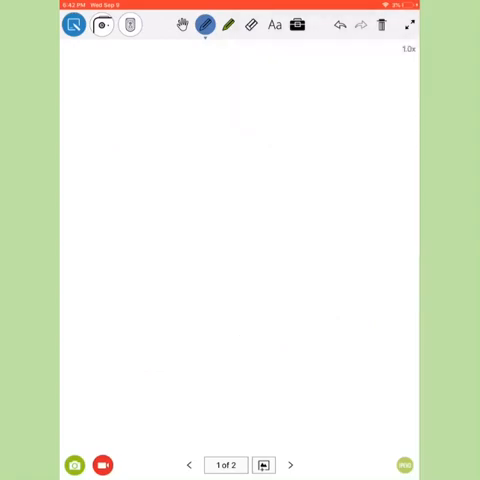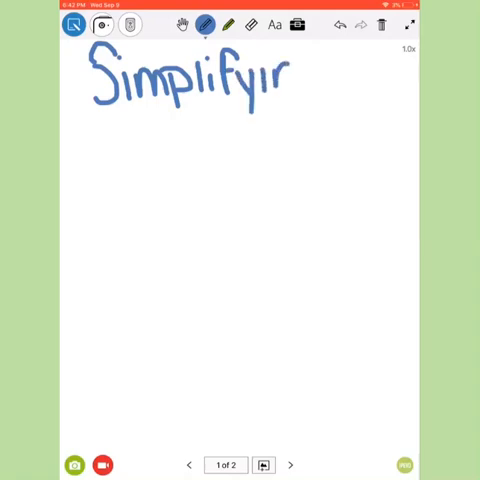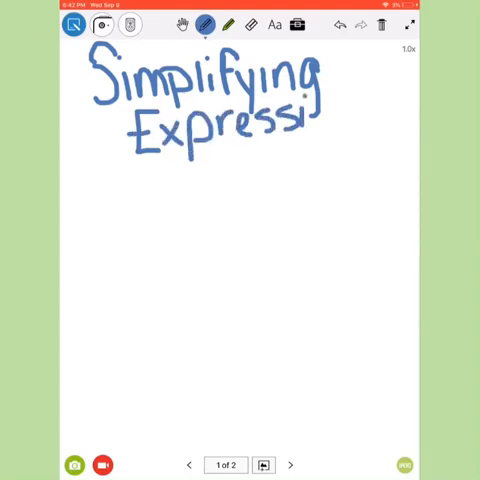Alright folks, let's take a look at our first lesson, and before we get into solving equations, we better talk about simplifying expressions. So let's title these notes Simplifying Expressions. Okay?